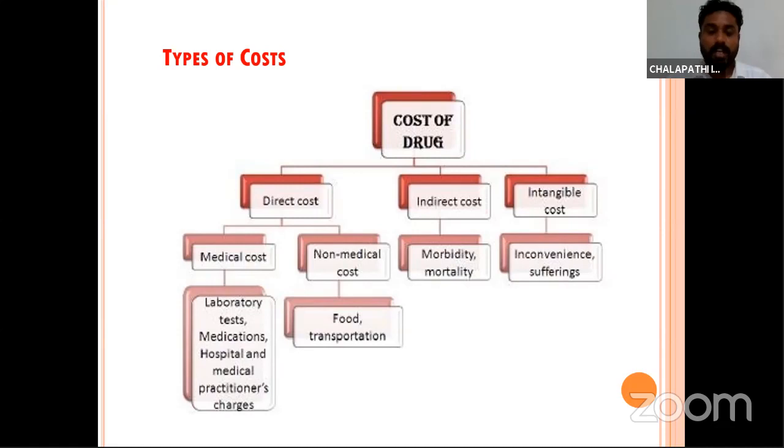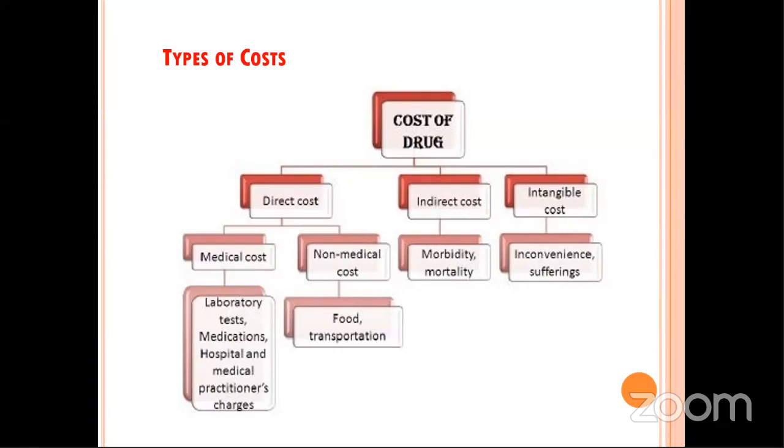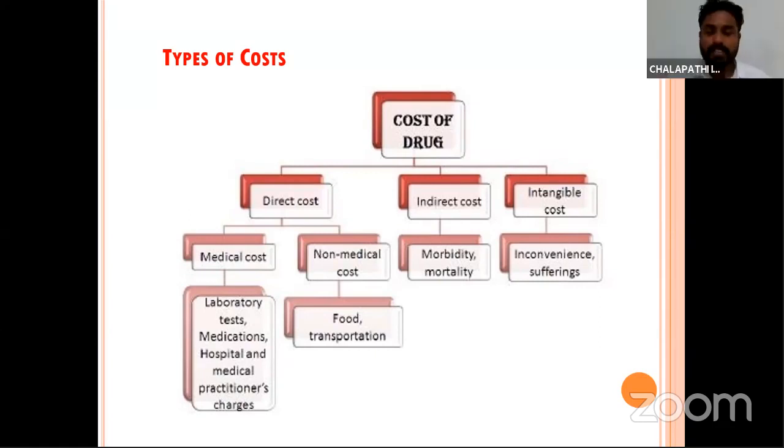Suppose, as an example, when I am going from my home to the hospital, I am paying some money for traveling. That is a kind of direct non-medical cost. You are not paying directly for a medical reason, but it has to be paid to get medical care. Like that, food, transportation, lodging, your stay or your relative's stay, all these come under direct non-medical cost. So under direct cost there are two: direct medical cost, which you pay for getting the medical facilities, and direct non-medical cost, which you pay to get to a medical facility.